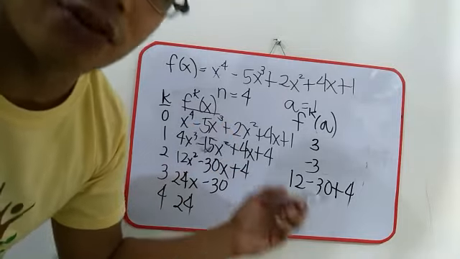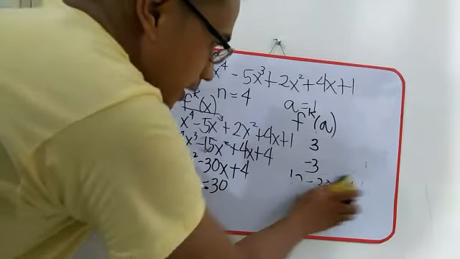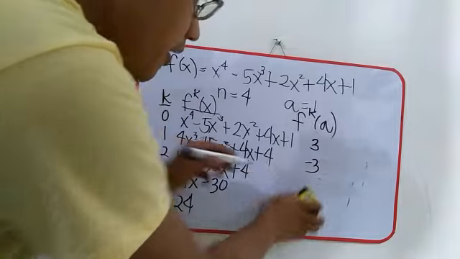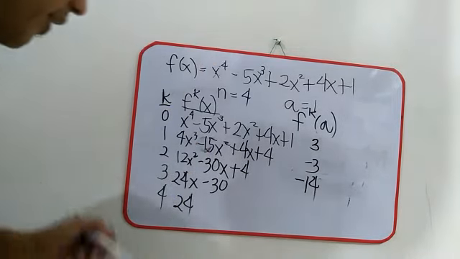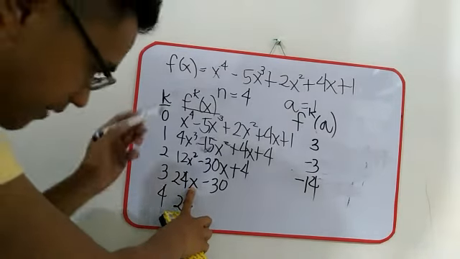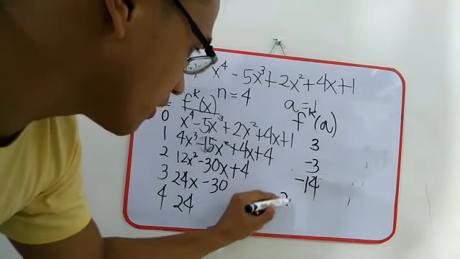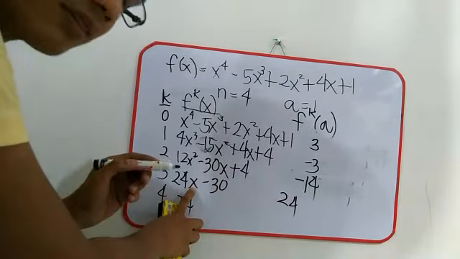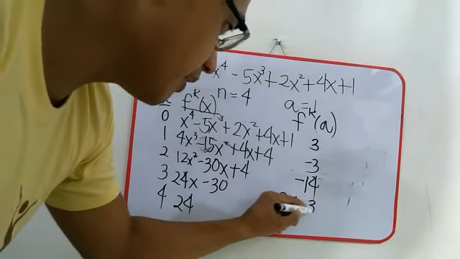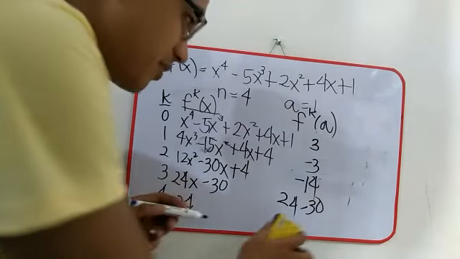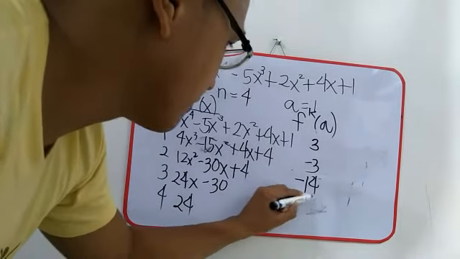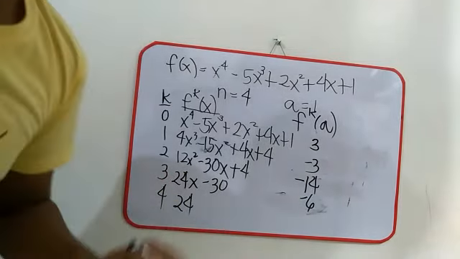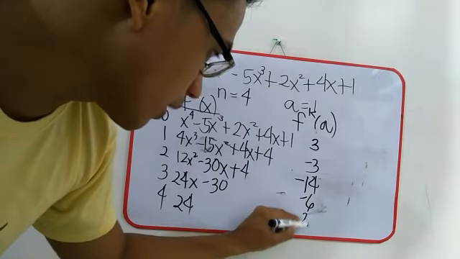Negative 18 plus 4 is negative 14. So we have negative 14. Okay? Negative 14. So repeat the same step. 24 times 1 is 24. Since x is equal to 1, 24 minus 30 is equal to negative 6. So we just copy the 24 here.